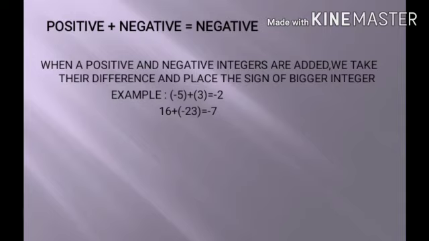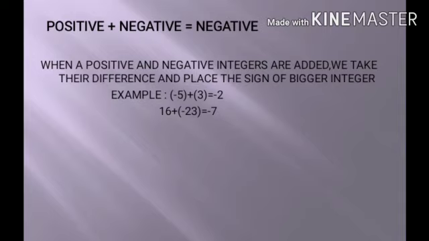And which is the greater integer here, 5 or 3? 5 is the greater integer. So we place the sign of the bigger integer, which implies minus 5 plus 3 is equal to minus 2. Let me show the next example.